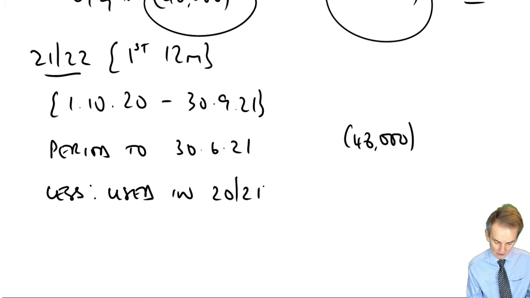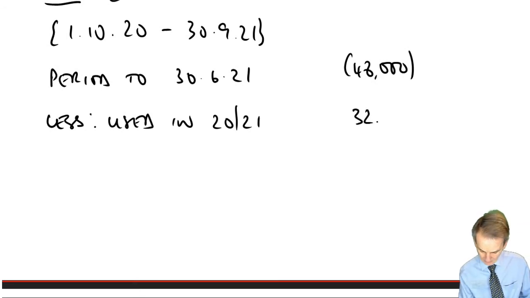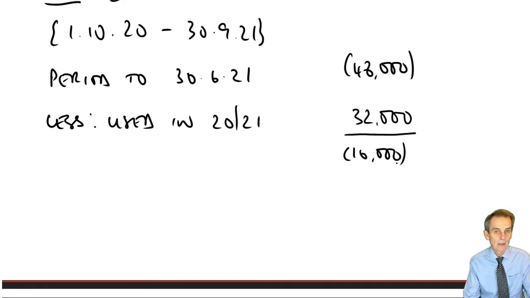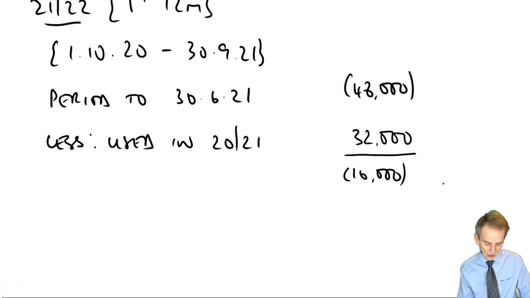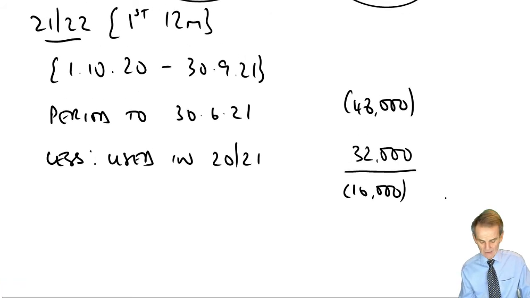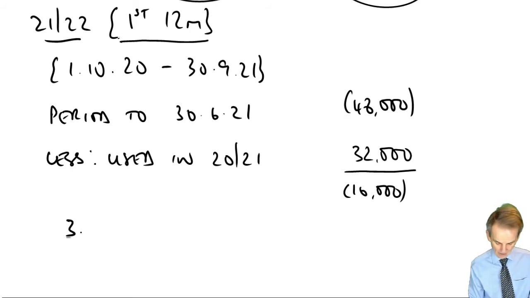So less, therefore, what we have used in 2021, and that was £32,000. Take the 32,000 away, leaving us with £16,000 of that loss. So is that the loss that would be available for relief this period? Well, answer again, no, it isn't, because that is only the first 9 months of trading. We need the first 12 months of trading. So what we now have is a further 3 months of what is a 12-month period. The year ended 30th of June 22.